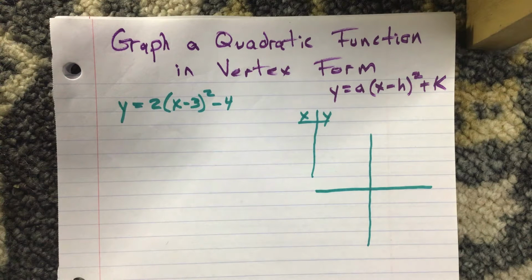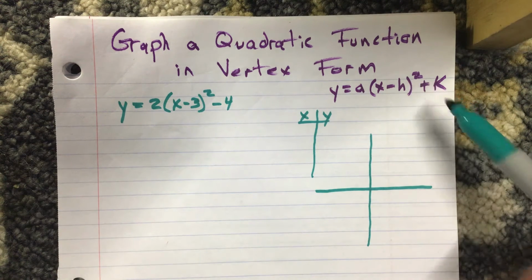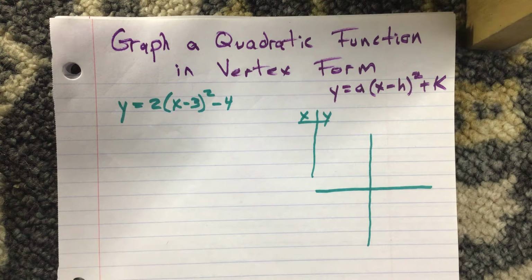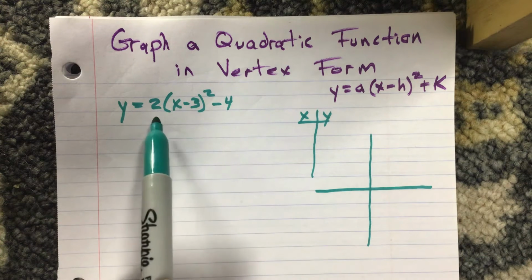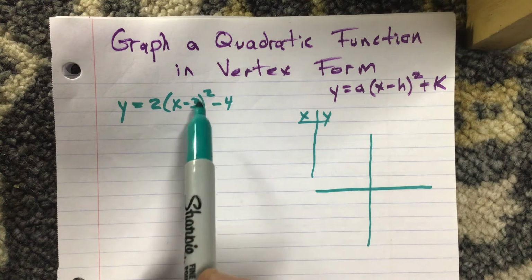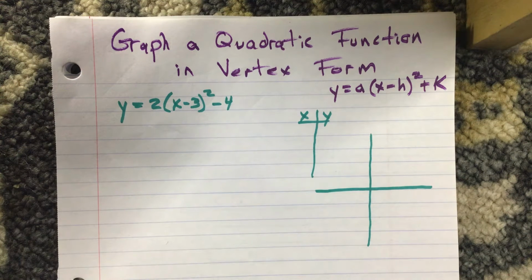Okay, so this video is on graphing a quadratic function in vertex form, meaning y equals a times (x minus h) squared plus k, where you can easily tell what the vertex is just by looking at the function. So this is the example that I'm going to do right here: y equals 2 times (x minus 3) squared minus 4. So you start by plugging in values and then plotting those points on the graph.